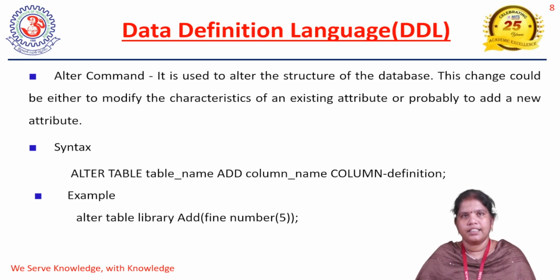These changes could be either to modify the characteristics of an existing attribute or to add a new attribute. So in alter we have add, modify, drop and rename. First we will see add. Syntax will be: alter table, table name, add column name and column definition. Example, for our library table, we will have alter table library, and we are going to add fine of data type number 5.